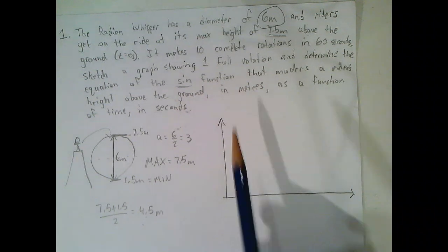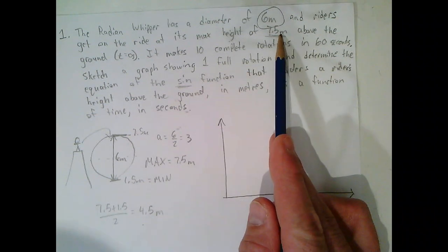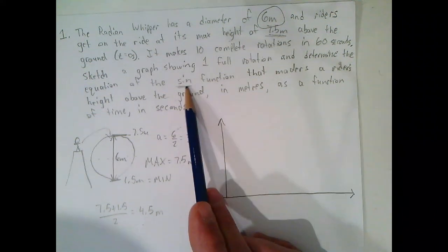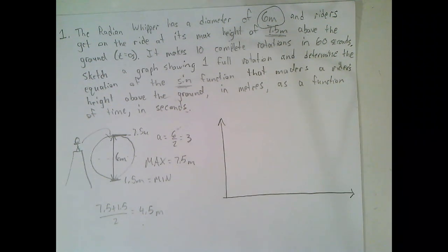And that's the unfortunate part, because something that starts at the max and is heading downwards to start models cosine perfectly. Since we're going to have to use sine, we're going to have to do a phase shift to adjust for that starting position, which is not the end of the world. It's just an extra step. That's all.